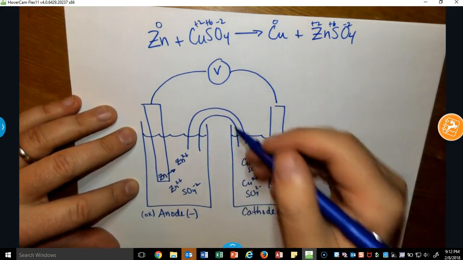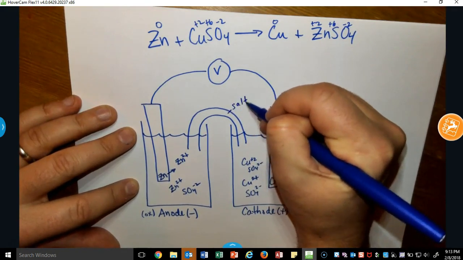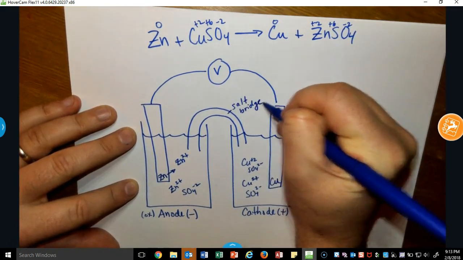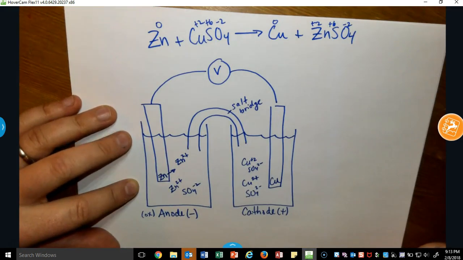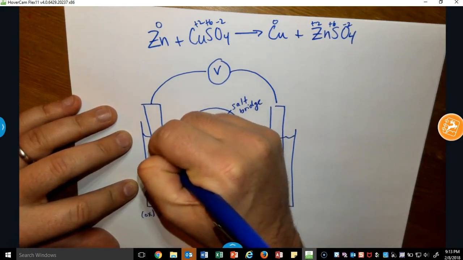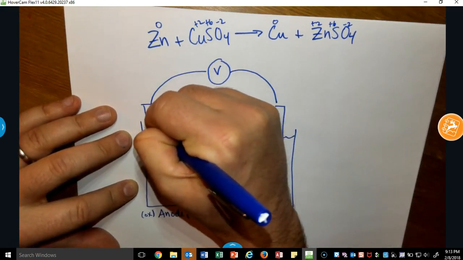Now the device connecting the two is called a salt bridge. And we'll explain the function of the salt bridge in a second. So because zinc is being oxidized into zinc ions at the anode, electrons are being freed up from zinc.